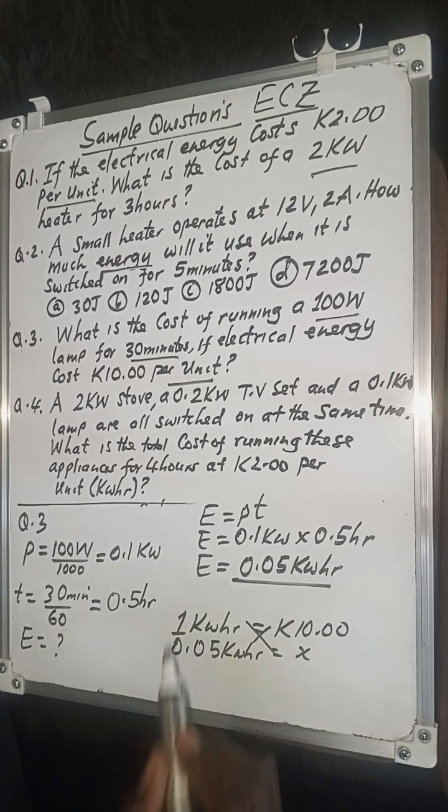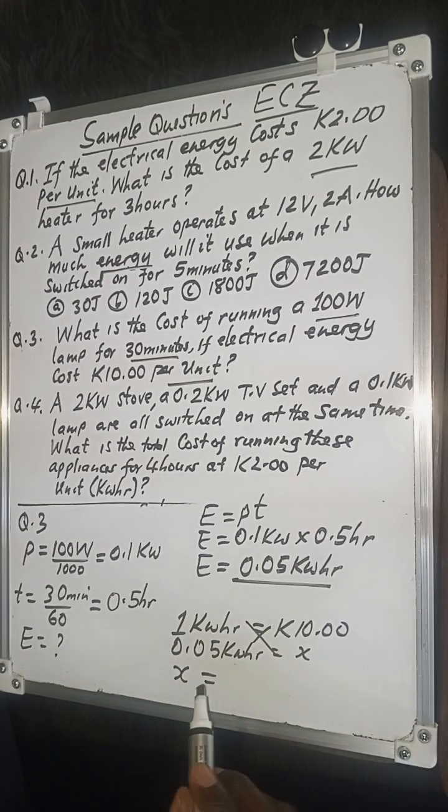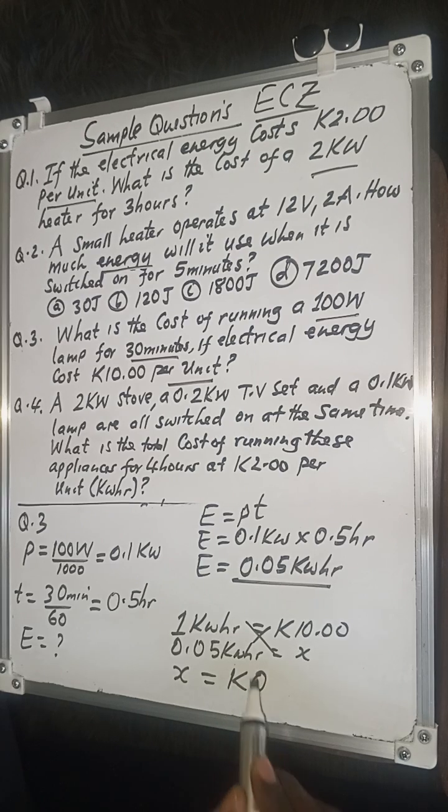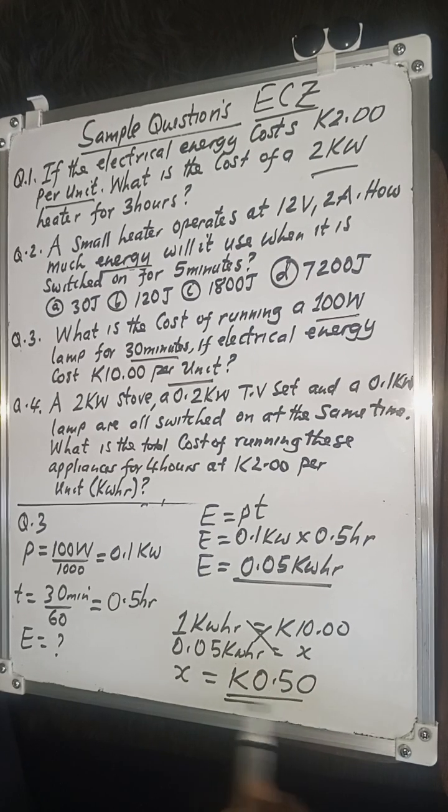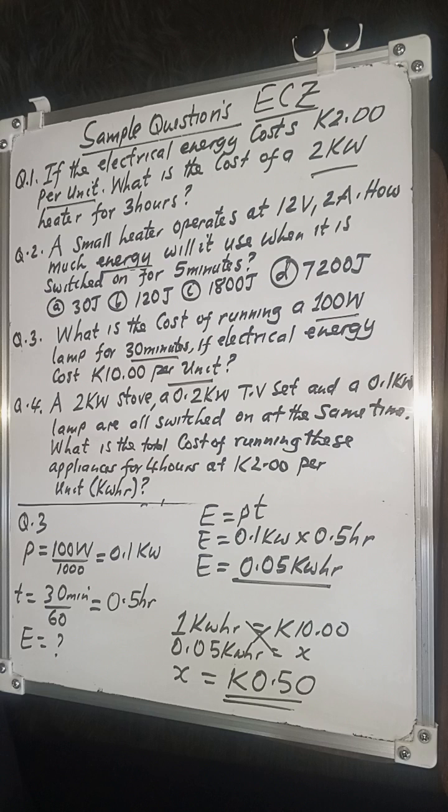So cross multiply. This times that will be x is equal to this times that, which will give you 0.50. So in other words, it is simply 0.5. So that is what we mean there. So that's the cost that you are going to have there. So this is what the question wanted you to do there.